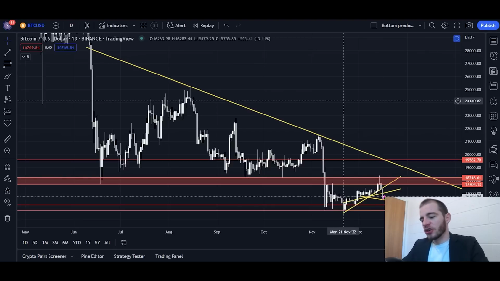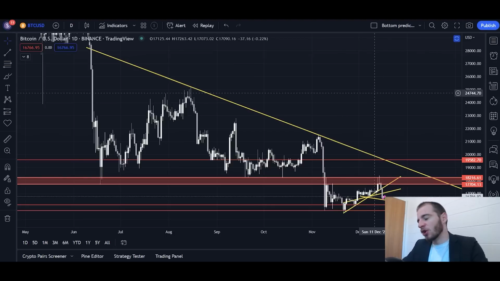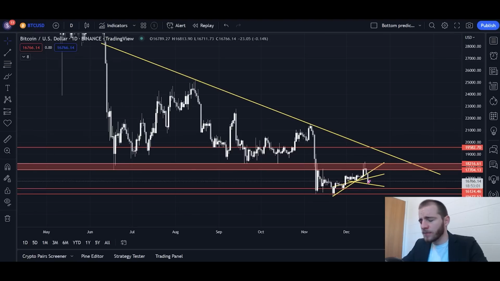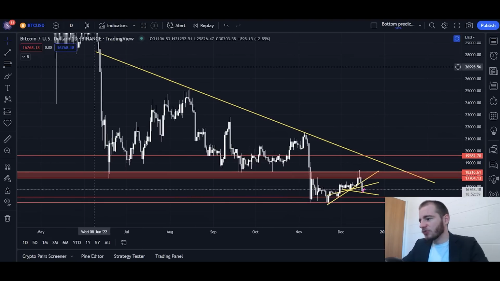I want to quickly show you guys the daily chart so you can get an idea of what the overall macro structure is for Bitcoin. Right, so this is the macro structure for Bitcoin right now. I shouldn't say macro. This is the medium-term structure for Bitcoin right now.